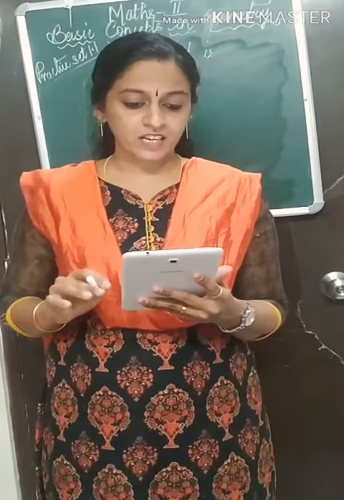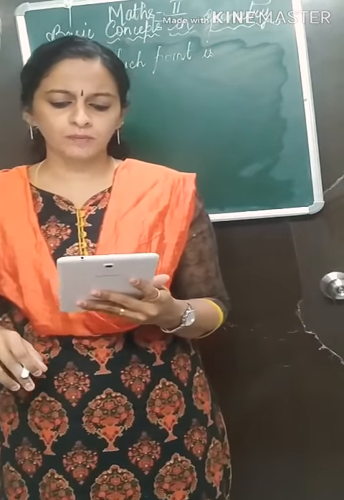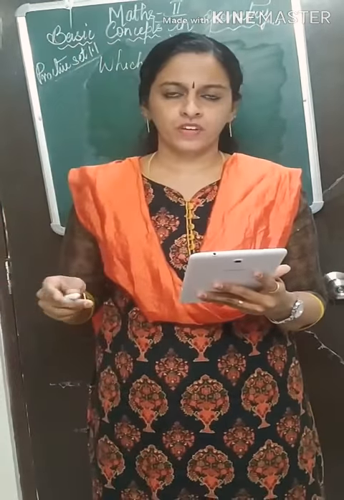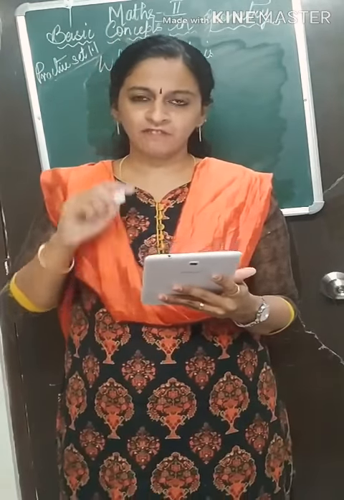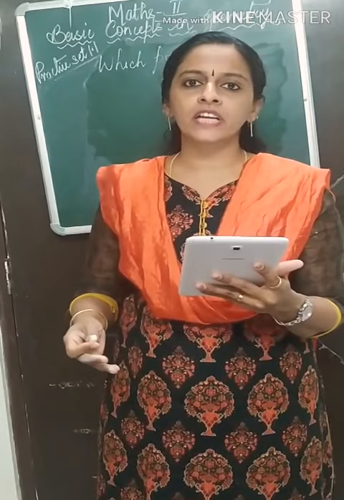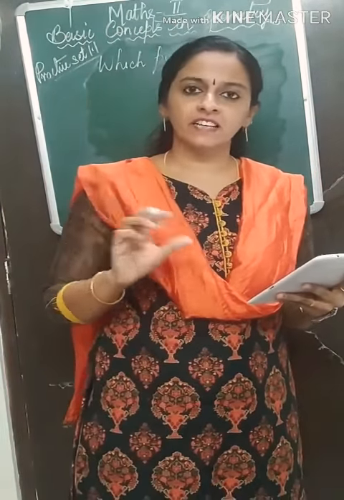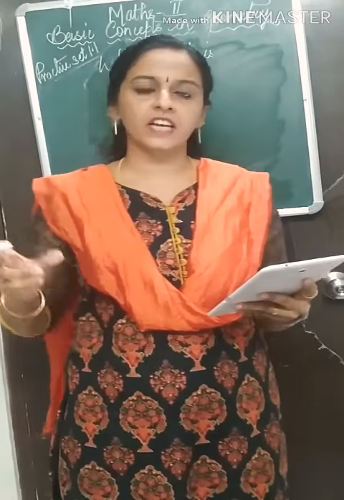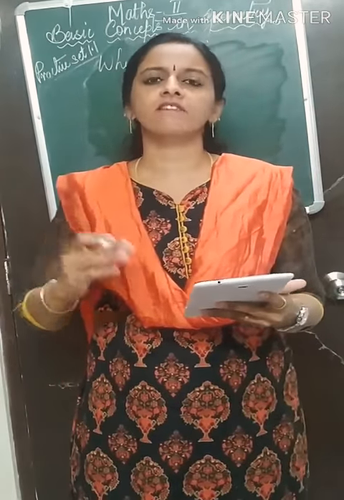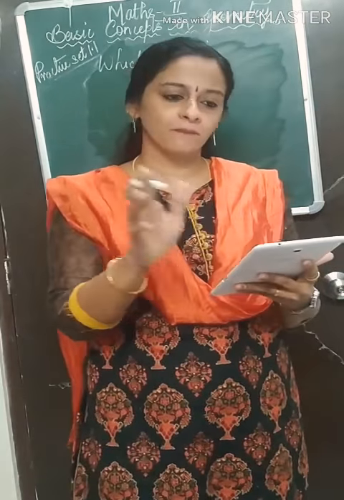Okay, so in practice set 1.1, in the third question we have: from the information given below, find which of the points is between the other two. If the points are not collinear, state so. If the sum of two distances equals the third distance, then we can say that the points are collinear. Did not understand? As you solve the sum, you will understand it.